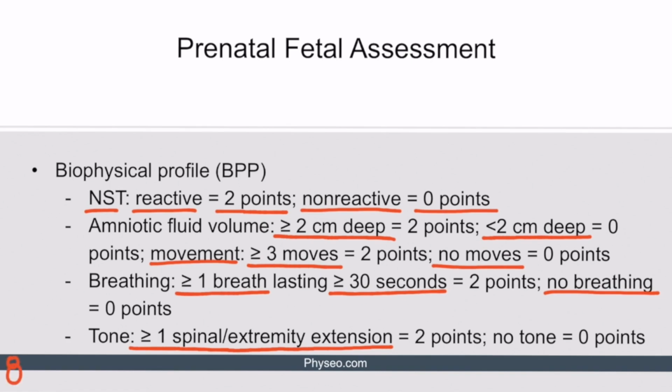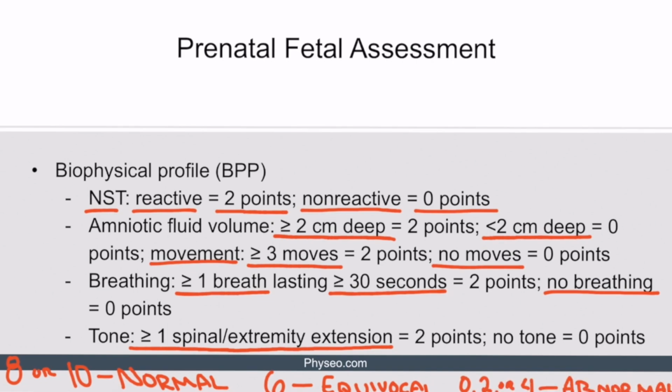So a total BPP score of 8 to 10 is normal, indicating that it's got enough fluid volume, it's reactive, it's breathing, it's moving, and it's got good tone. So 8 to 10, good. 6, however, is equivocal, but then definitely a 0, 2, or a 4 are considered abnormal.